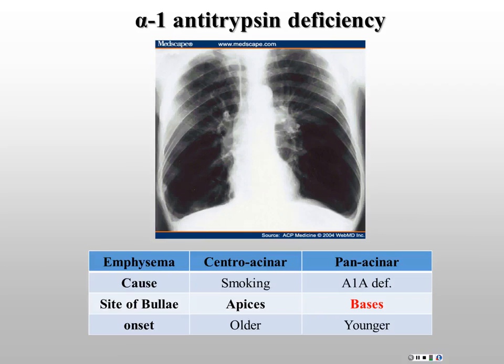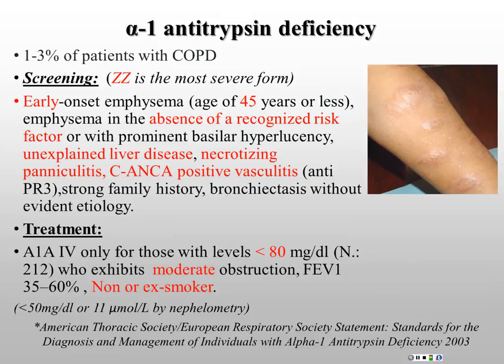Alpha-1 antitrypsin, just remember, it's more basal predominant, younger age patient. The most severe form is the ZZ form. It affects 1 to 3% of your COPD patients. Suspect it if you have a patient with a lower age and there is no history of exposure. It's more common in patients with panniculitis and patients with ANCA vasculitis, especially anti-PR3.